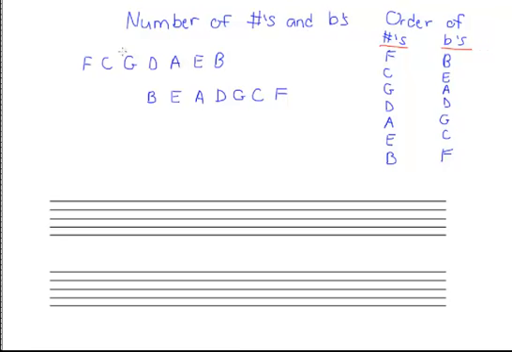So here is our order of sharps again, and here are the flats down on this, right? So we've got our Father Charles Goes Down And Ends Battle, and our Battle Ends And Down Goes Charles Father. What we're going to do is cross off the F and the C here and bring that over here. Then we're going to cross off this F here and bring that over here.